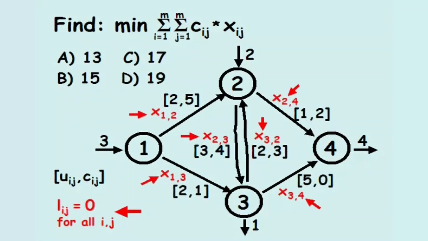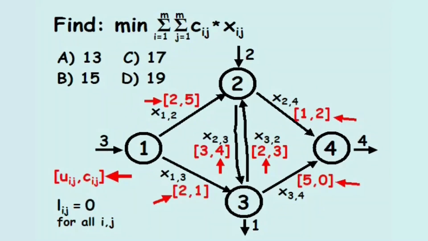The link flows are represented by variables x, and the minimum flow rate through each link equals 0. The maximum flow rate and cost per unit flow through each link are shown in square brackets next to each link.